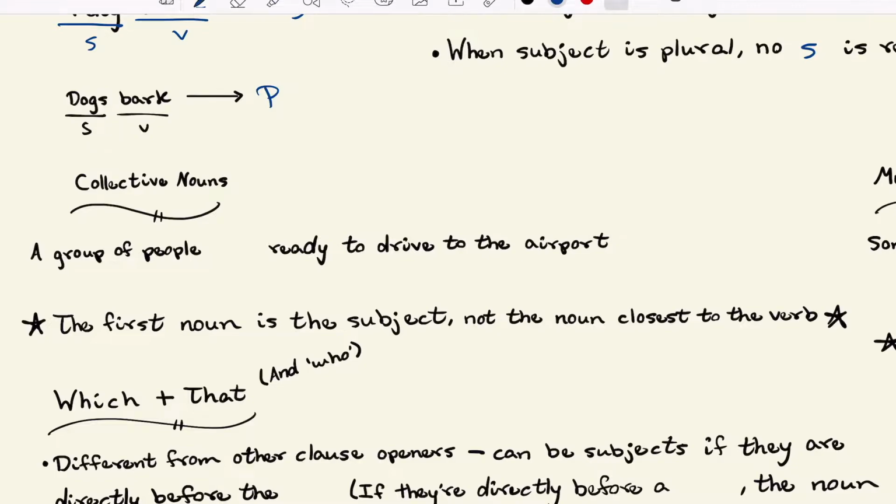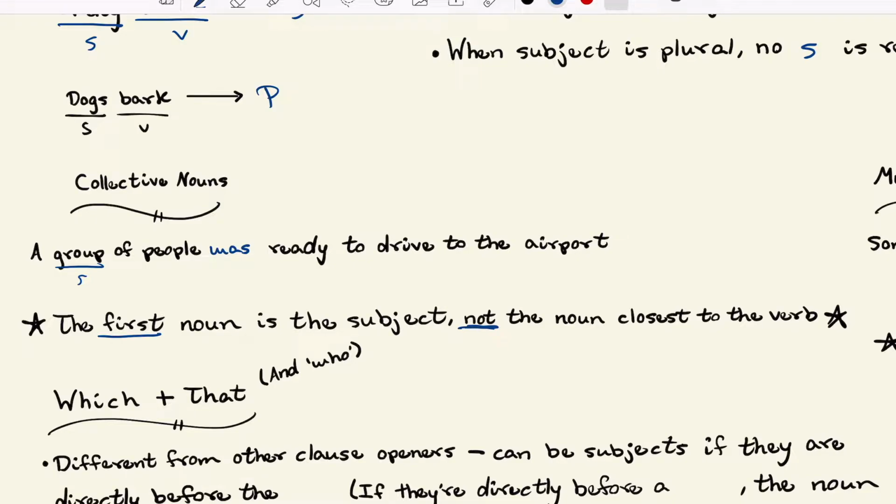So a lot of people can get confused by which subject is the noun when there are multiple nouns in one sentence. So what we have to remember is that the first noun is the subject, not the noun closest to the verb. So, for example, in the sentence above, it says, "A group of people blank ready to drive to the airport." So the subject is going to be group, not people. And because group is singular, we also need the verb to be singular. So the verb is going to be was.